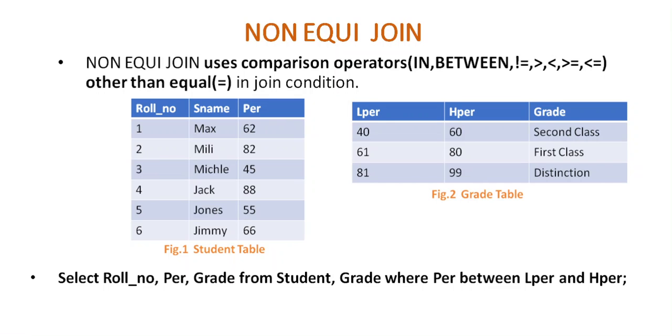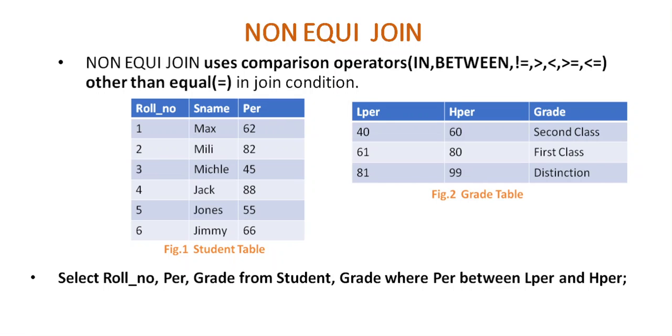See, here in non-EQUI join, there is no need to use the join keyword. In inner join we used the inner join keyword. In natural join we used the natural join keyword. But in non-EQUI join there is no need to use any join keyword. We just need to specify the condition.